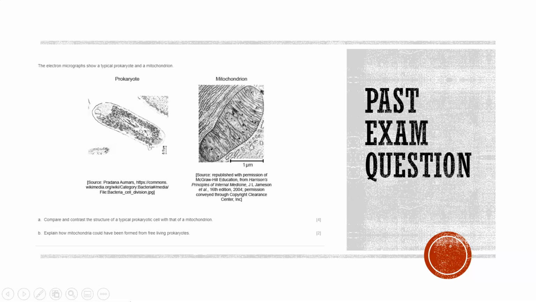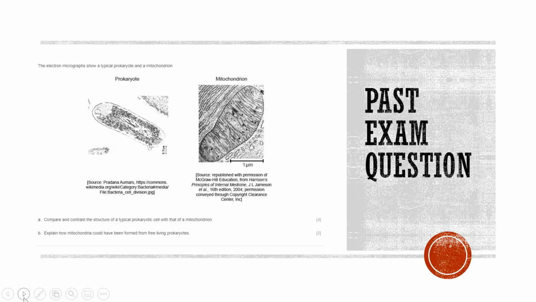Okay, here we've got some past exam questions. The electron micrographs show a typical prokaryote and a mitochondria. Compare and contrast the structure of a typical prokaryotic cell with that of a mitochondria, 4 marks. Compare and contrast: how are they similar? How are they different?